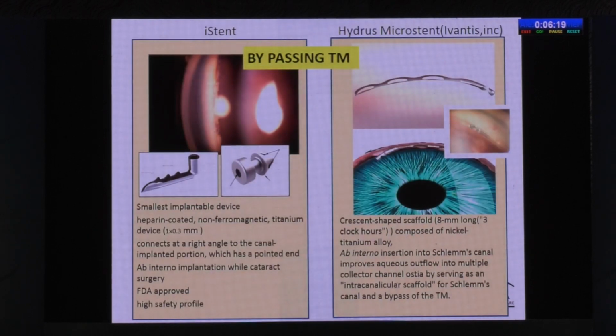Now in the third subgroup of procedures, again you try to bypass the trabecular meshwork resistance by placing a small implant, one end of which lies in the anterior chamber, the other end lies in the Schlemm's canal. Now iStent is one of the most popular ones, which is again FDA approved, and it's the smallest implantable device. So this is how it looks. You can place more than one iStent in a patient while you're doing phacoemulsification, so you can easily combine it with the phacoemulsification. The other device is the Hydrus microstent, which again has fenestrations which drain the aqueous from the anterior chamber into the Schlemm's canal.